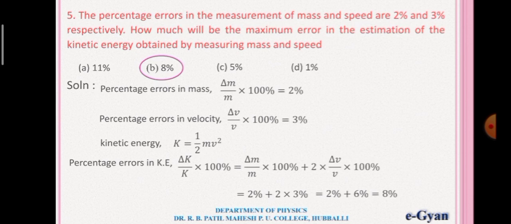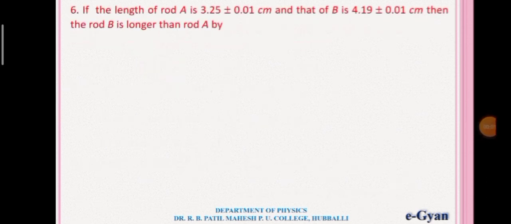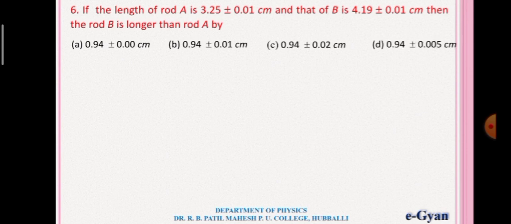Next, question number 6. If the length of rod A is 3.25 plus or minus 0.01 centimeter and that of B is 4.19 plus or minus 0.01 centimeter, then the rod B is longer than the rod A by option A 0.94 plus or minus 0.00 centimeter, B 0.94 plus or minus 0.01 centimeter, option C 0.94 plus or minus 0.02 centimeter, option D 0.94 plus or minus 0.005 centimeter.